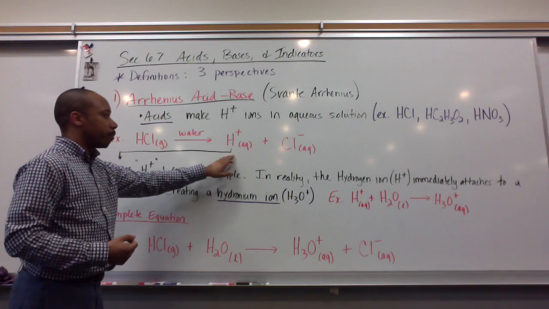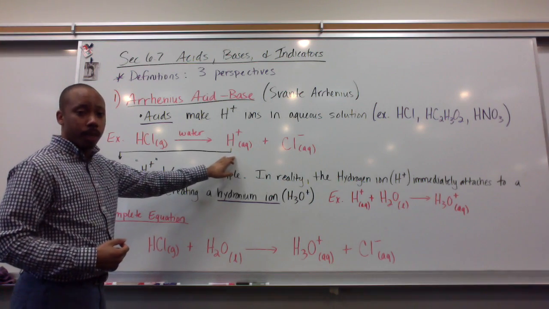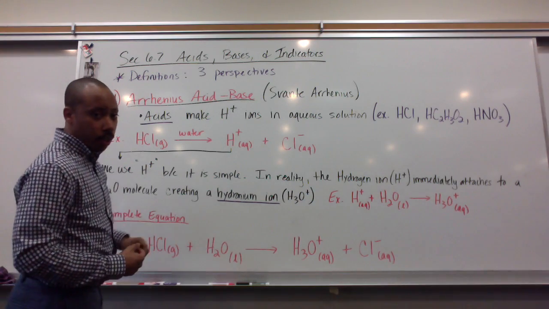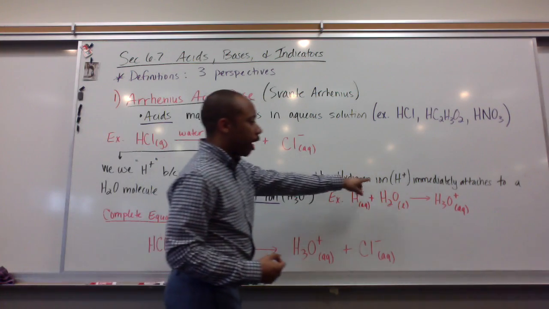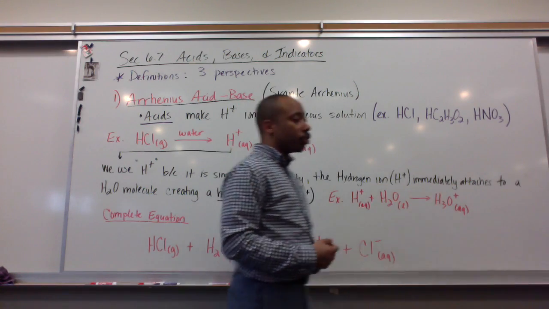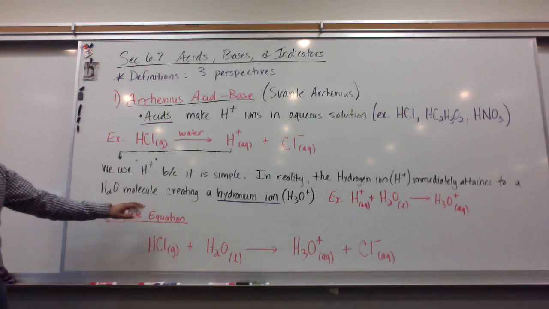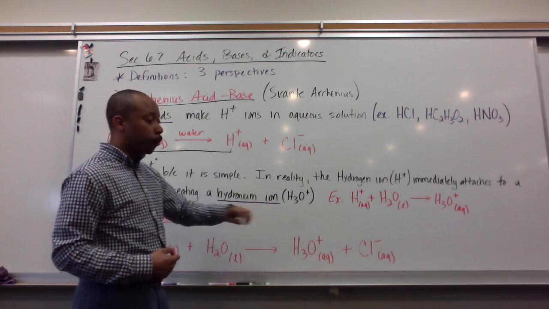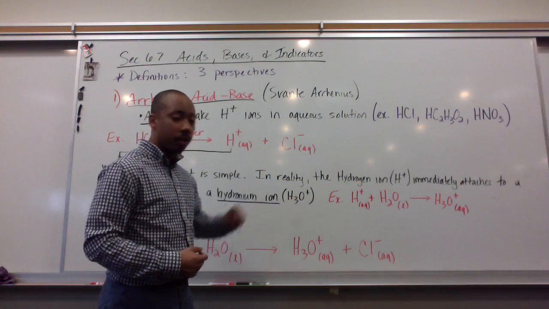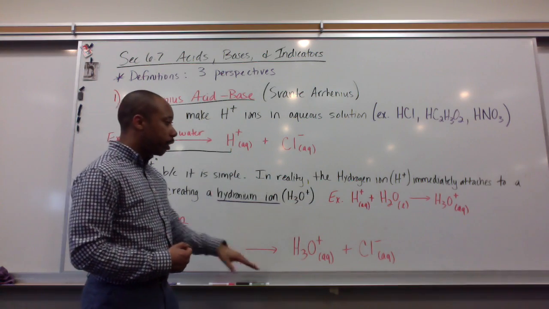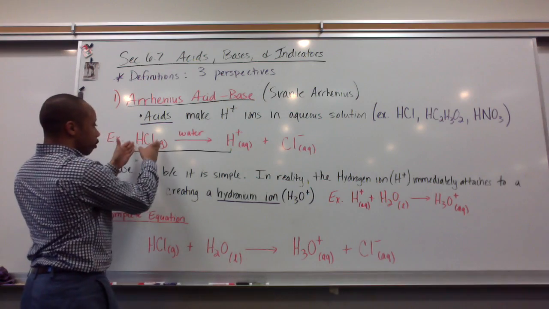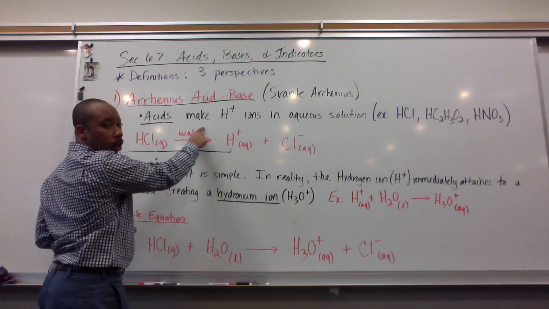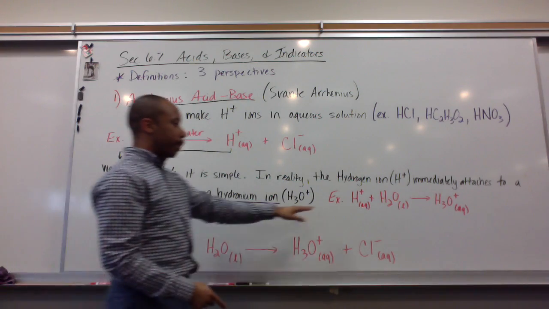Now this H+ here is a very simplified terminology. We use H+ because it is simple. In reality, the hydrogen ion H+ immediately attaches to a water molecule, creating something called hydronium. It's a hydronium ion, and its formula is H3O+. So the example is here. As soon as this hydrochloric acid dissociates and you get H+, this H+ bonds with a water molecule.